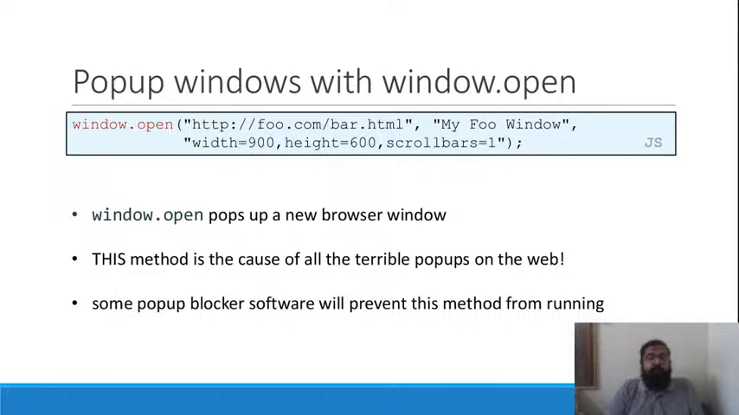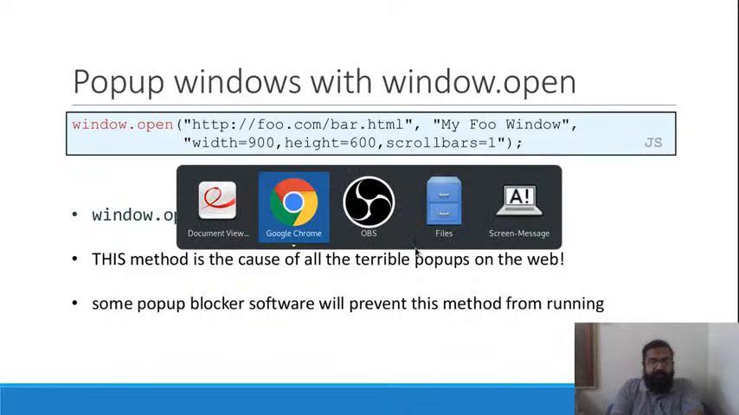Okay, so that will help you create a new window when you open your HTML and the JavaScript loads when the window is loaded, and you run the JavaScript, and in that JavaScript you have some code called window.open, the particular code that is shown here. Then what it will do is create a new browser window for you with this particular width and height that is specified. Okay, and this method is the cause of all the terrible pop-ups on the web. Okay, so some pop-up blocker software will prevent this method from running.